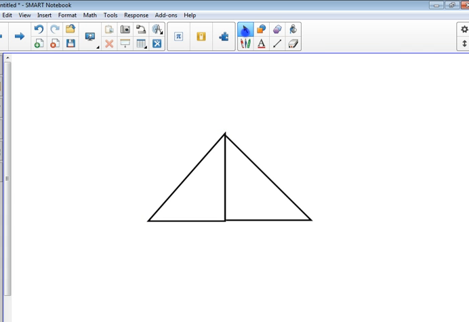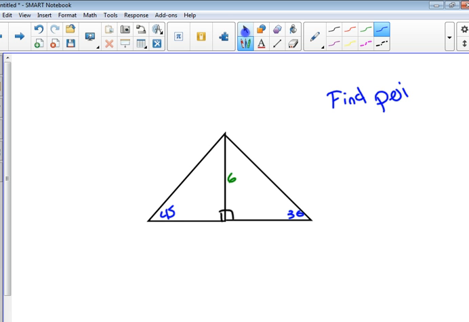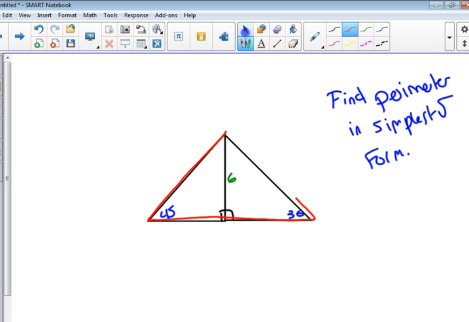So this is 45, this is 30, and these are right angles. Okay, this is like, let's do 6. They want you to find the perimeter of the whole triangle in simple radical form. So they want you to figure out the whole part in the red. That's what they need by perimeter.